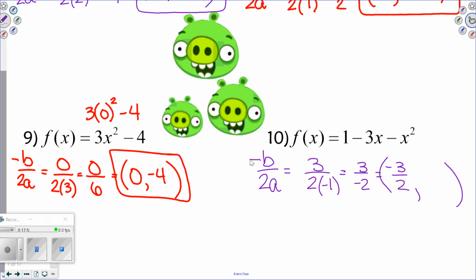All right, so then we need to plug this back in. So 1 minus 3 times negative 3 over 2 minus negative 3 over 2 squared. All right, now, those of you who are a bunch of whiny babies, you can use your fraction buttons, and it's okay to hit a few extra buttons. Parentheses are your best friend, so do not lose those. All right, and I got 13/4.